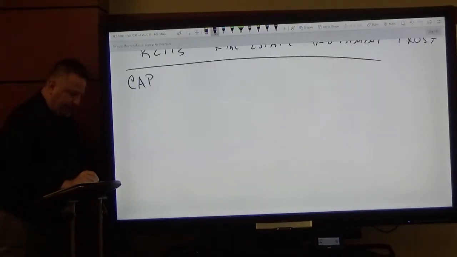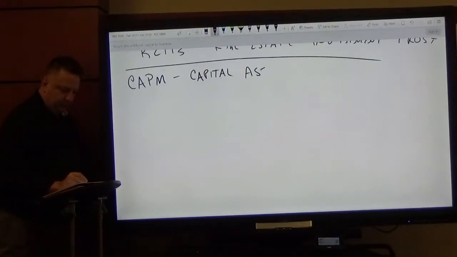CAPM, capital asset pricing model. We can see that on the tips. Then they can fill in the blank here, like finish the sentence.